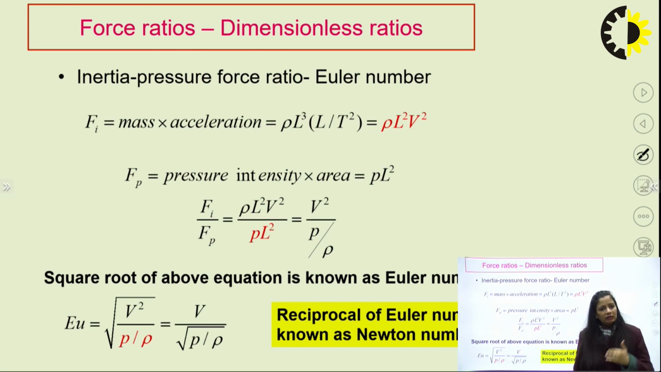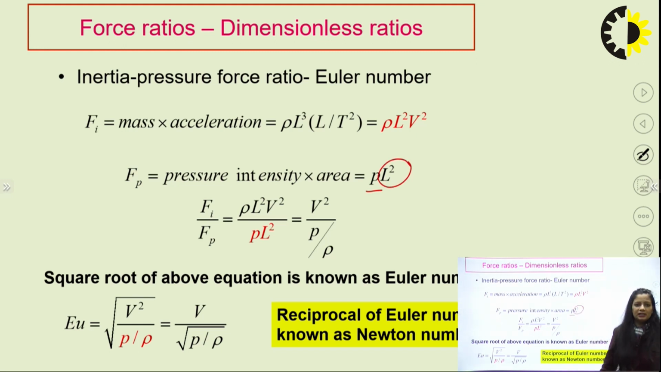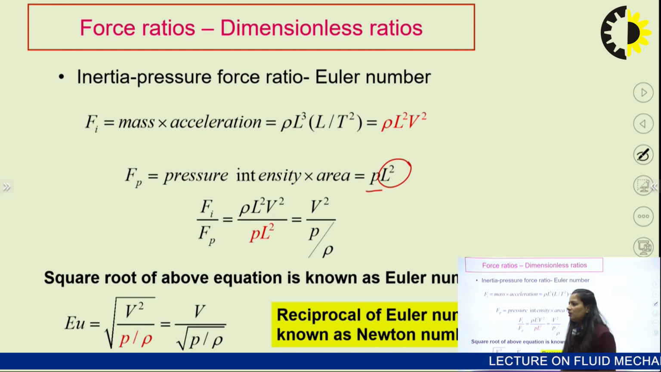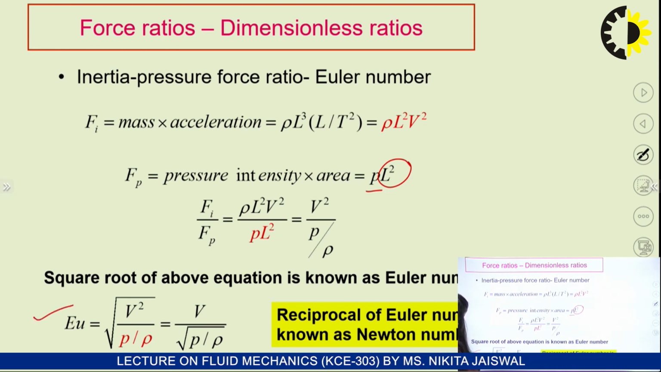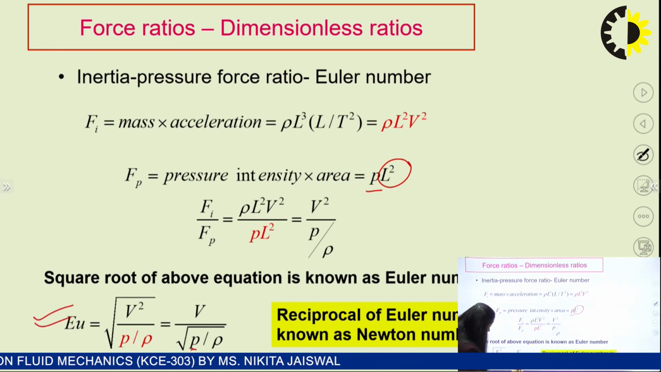Now I am going to the third term, Euler's number. Euler's number is again a square root of Fi by Fp. Fi is again your inertia force. What is Fp? It is your pressure force. How are you going to calculate the pressure force? It's pressure intensity multiplied by area. So here pressure intensity is small p and area is L square. Just divide both the formulas. What you are going to get as Euler number is V divided by root over p by rho, where p is your pressure intensity and rho is mass density.